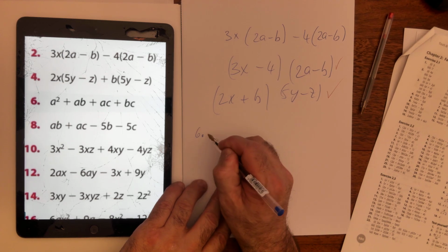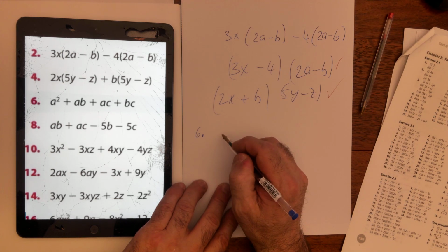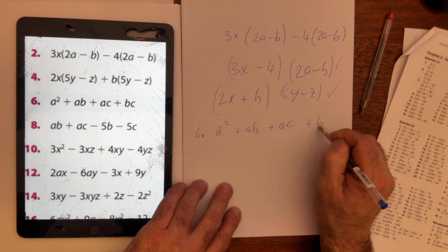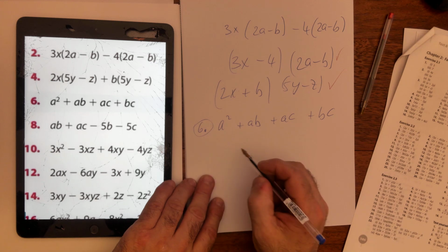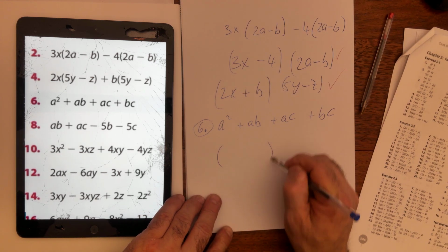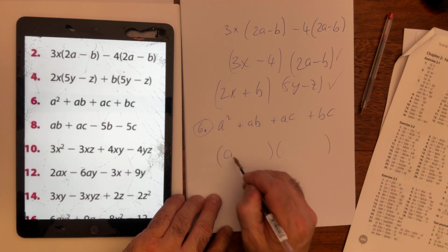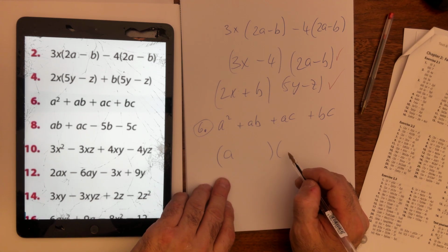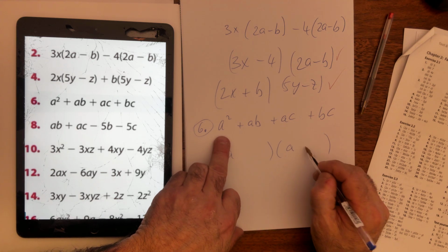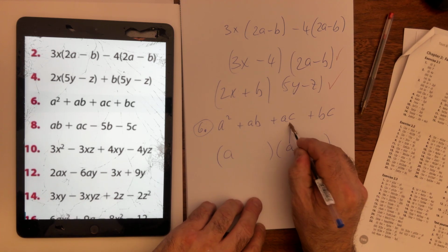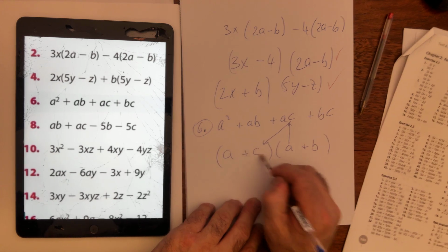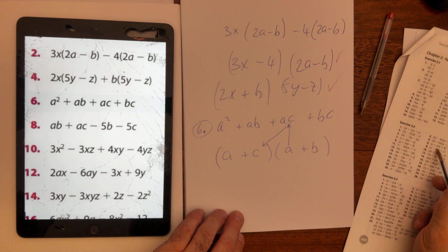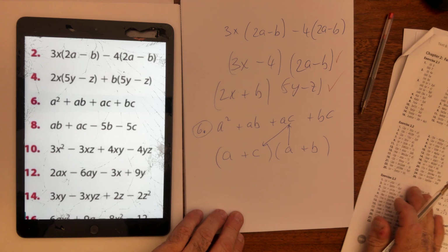So question 6, we have a squared plus ab plus ac plus bc. Okay, it looks like everything is kind of set up for us at the moment. So let's write down our two brackets, take out the a, and you've a plus b, divide that in there and put your answer over here, plus c. Okay, check it. Question 6, a plus c and a plus b. Great.